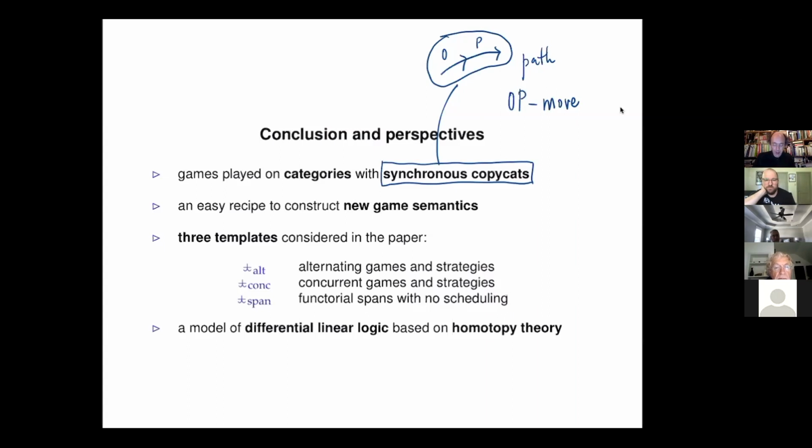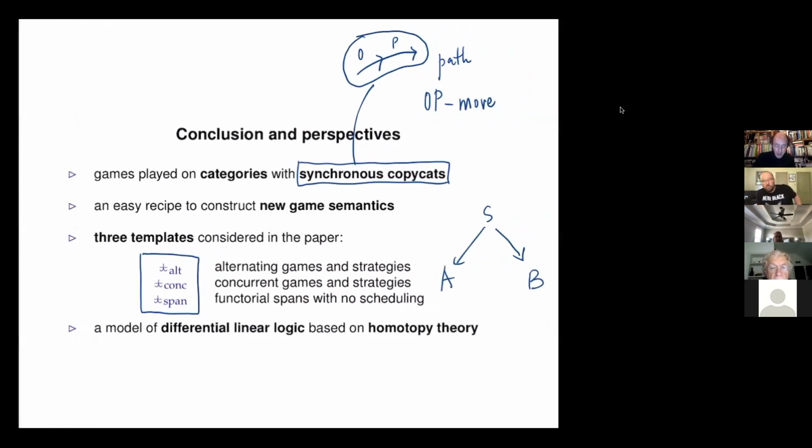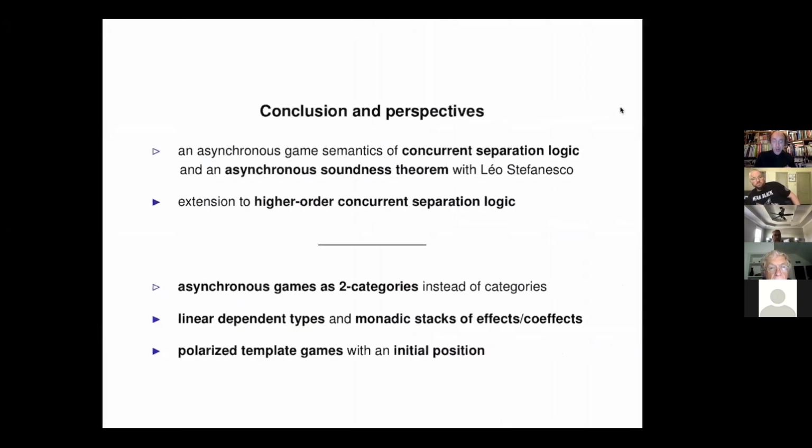And here in my original paper, I considered three templates. So the alternating one, which I've shown you, then the concurrent one, and then the span, which is just the trivial template, where the strategies are just defined as spans, okay? And so all these categories can be seen as categories of labeled spans or games. Okay, and then we can get a model of differential linear logic using homotopy theory.